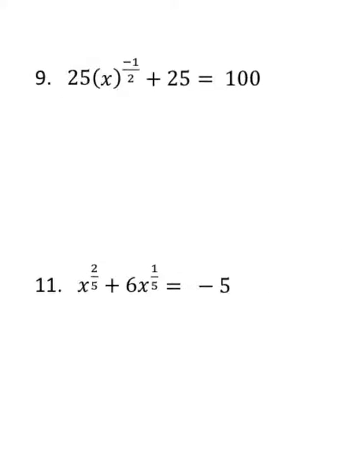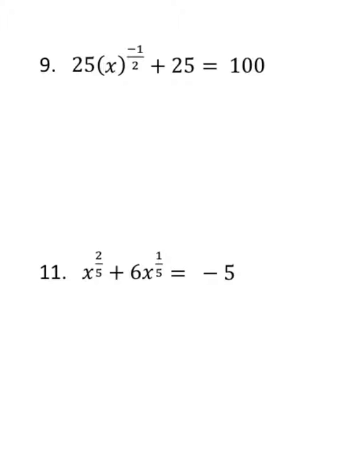So let's come back over here to the next one. Same process, just a couple extra steps. Now we just need to isolate our radical or our exponent. So that's the part that needs to be left alone. So I'm going to subtract 25 to the right side. So that gives me 25x to the negative half equals 75. I need to get rid of the 25 out front. So I'm going to divide by 25 there. And that gives me x to the negative half equals 3.